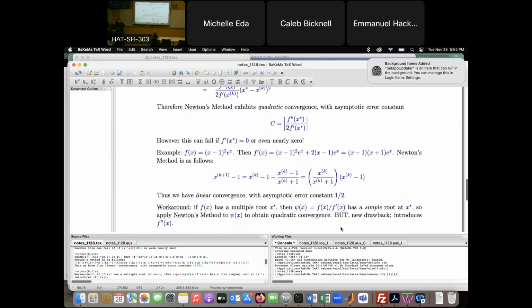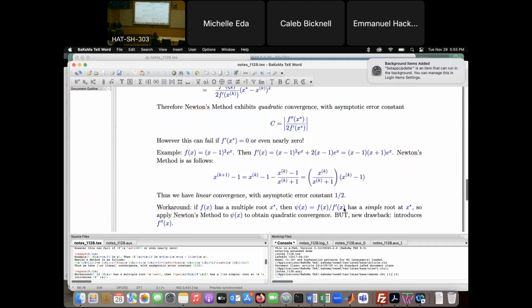All right, so questions on this part and how Newton's method is not so great. Yeah. If it's the case where f double prime of the root is also equal to 0, then would you have to apply the workaround again? This workaround will help no matter what the multiplicity is.